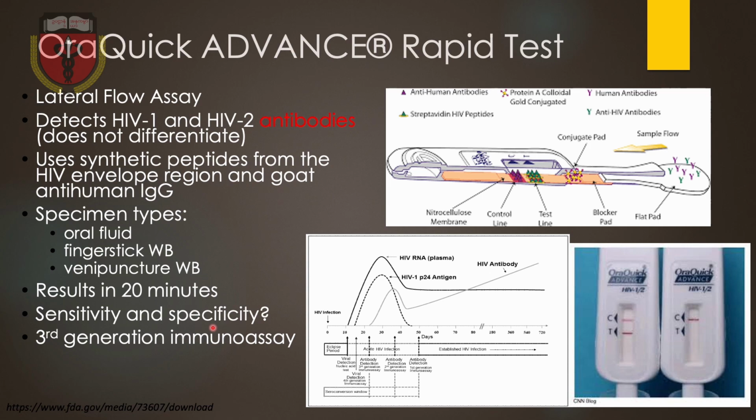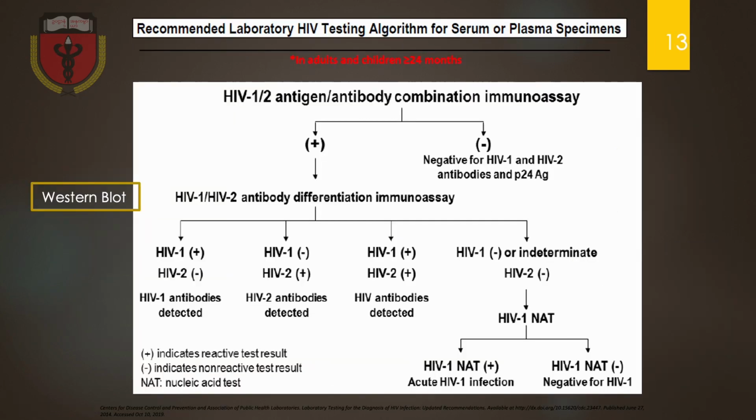So it depends. The OraQuick Advanced Rapid Test is a third generation immunoassay. If you remember this graph, third generation immunoassays are fairly good. They can detect the antibody a little earlier in the infection period. So this is the rapid test. And how do we really establish an HIV diagnosis?